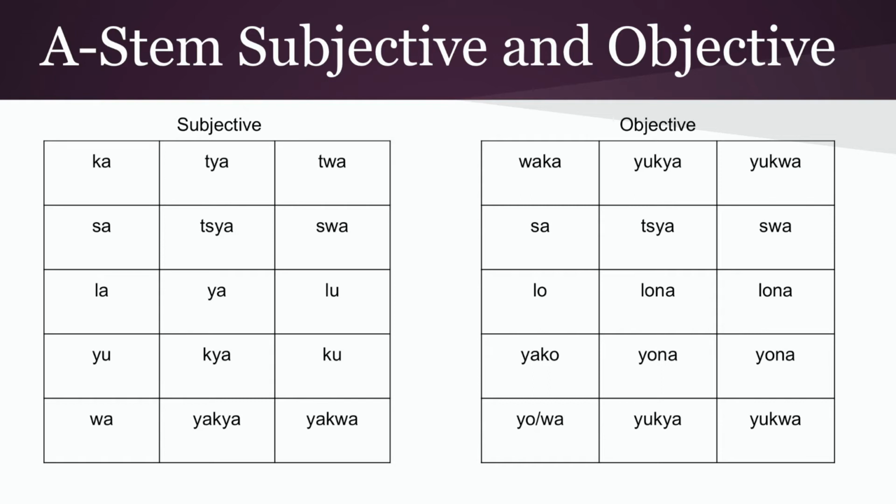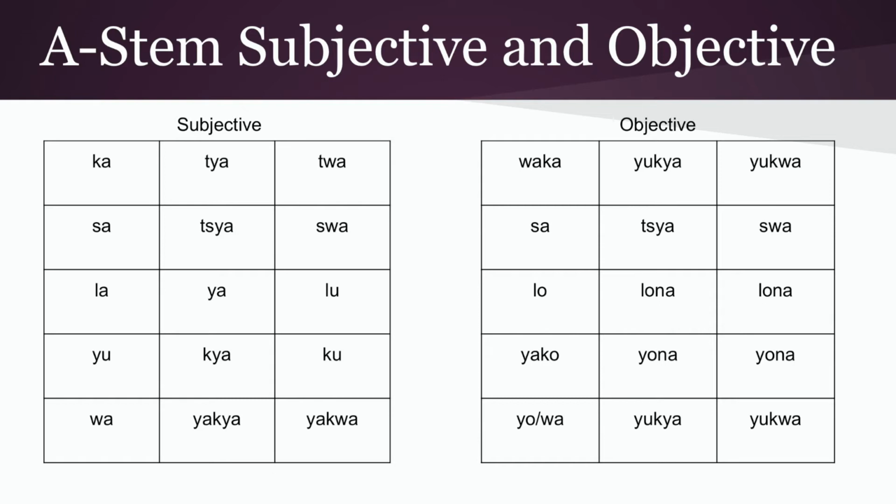I do not have the slide with the patterns on them, but if you go back and find the A stem video, that video goes over all the patterns extensively. So I'm just going to do a quick review. In that video, you'll also see the color coding of the patterns for the endings and the pronouns that are the same, but I'll do a quick review.